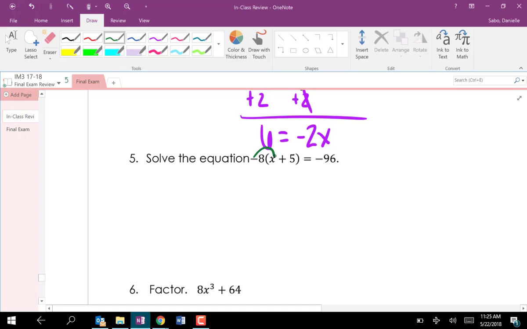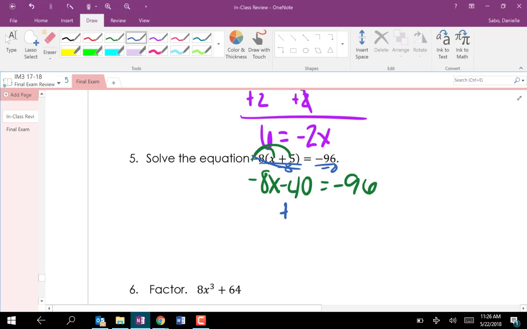Distribute. So negative 8 times x, and negative 8 times a positive 5. Negative 40 equals negative 96. Did anyone have an alternate way that you can do this? Because there is another way that might make your life a little easier. What is the negative 8 currently doing to this whole group? You could have divided at first by negative 8 and already got yourself an easier way to do this problem. You would have gotten the same answer as us.